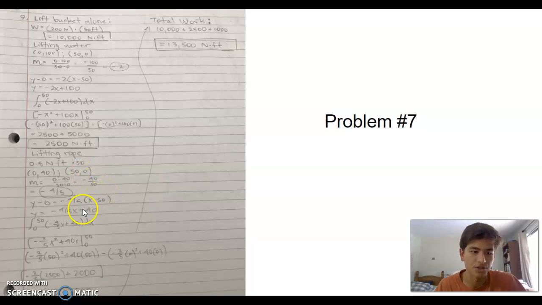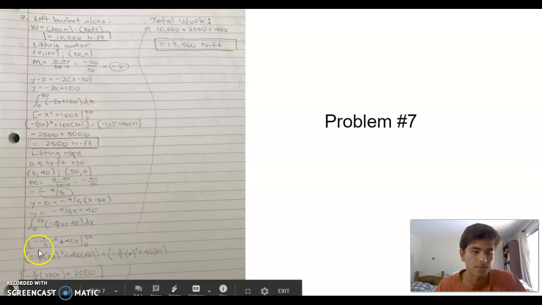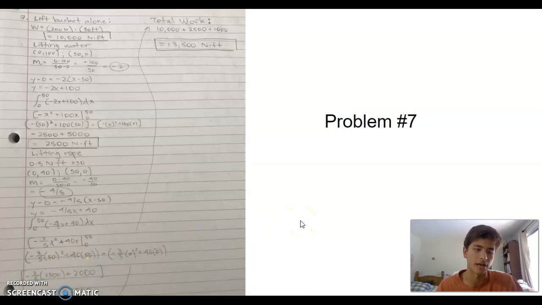You plug it into the equation of the line. You do the same thing that you did when you want to lift the water. So I took the antiderivative, -2/5 x squared plus 40x. Did fundamental theorem part 2, plugged it in, did some addition, subtraction, and I got 1,000 newton feet. And so to find the total work of all of that, you just add all 3 together, so I got 13,500 newton feet for number 7.